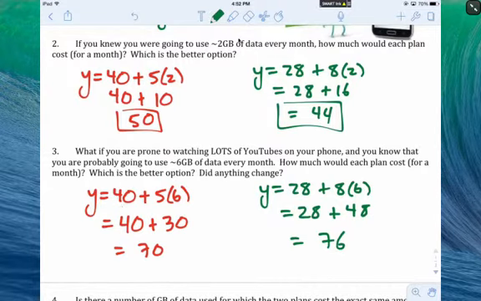Whereas earlier, if you only used a couple gigabytes of data, you wanted to go with Cricket Wireless because that low talk and text cost was enough to keep this lower.